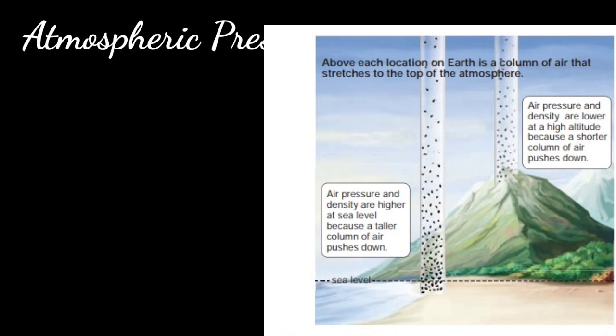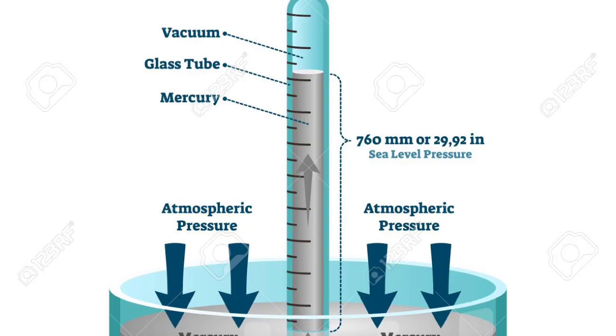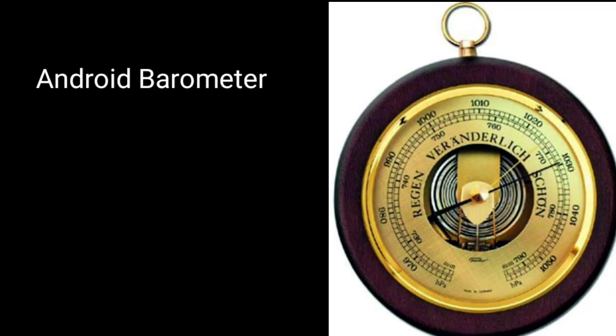Now, to measure the atmospheric pressure, we need an instrument called a barometer. Atmospheric pressure is measured by an instrument called a barometer. There are two types of barometer used popularly by geographers, that is the mercury barometer and the aneroid barometer.